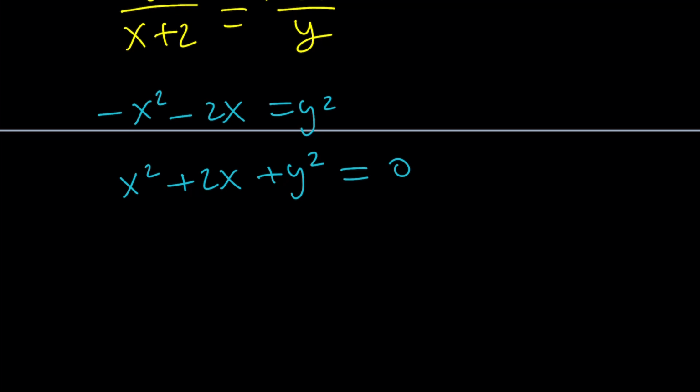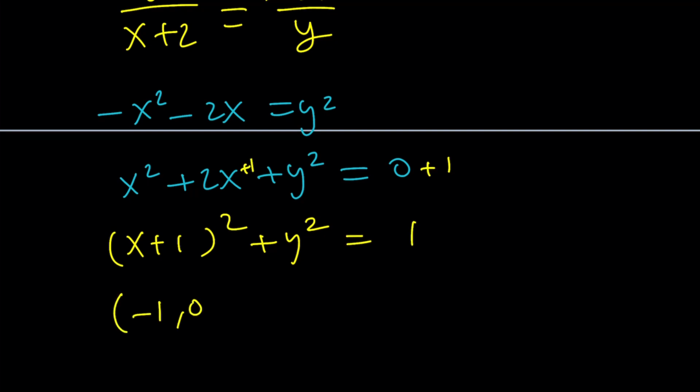Okay, so now notice that I can add 1 to both sides to make this a perfect square. And that'll be perfect because that's going to give me the equation of a circle, isn't it? Yes. A circle with center at negative 1 comma 0 and radius 1. Awesome. I can graph it, right? It's going to look like this.